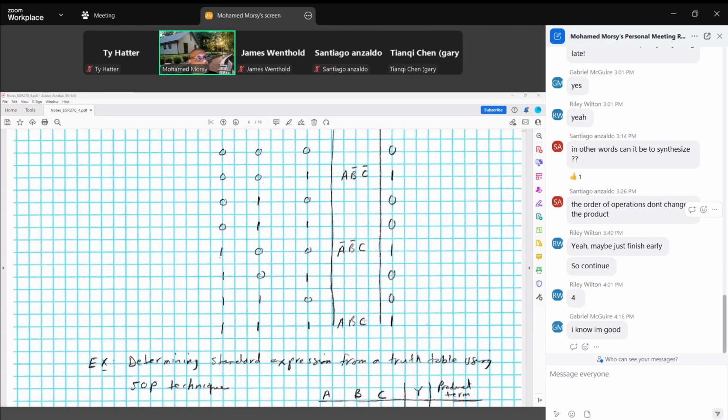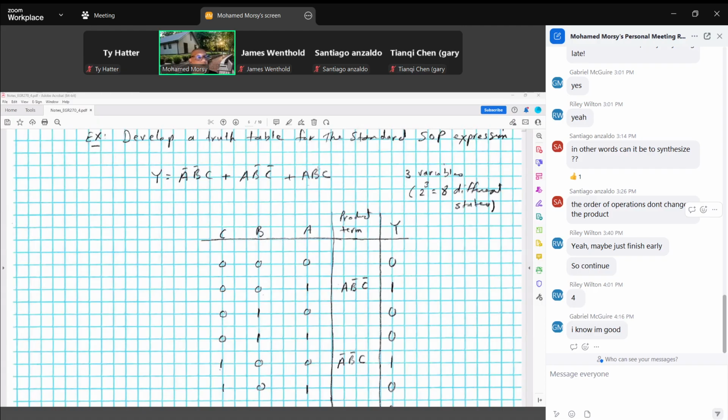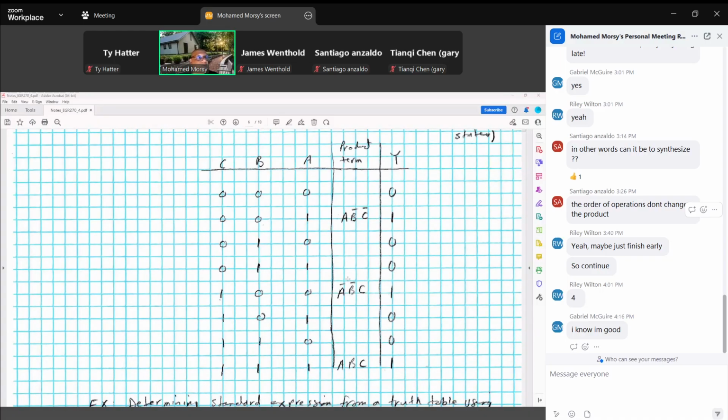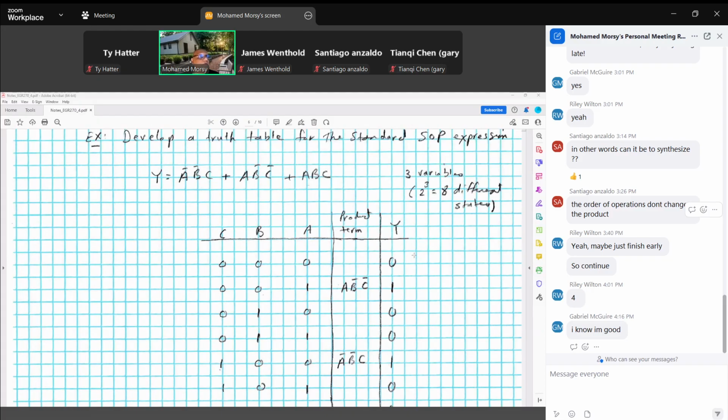The product term here is taken from the expression here. So we need to determine where these product terms lie in this truth table, because only at these product terms is the output 1. Other than this, the output is 0. So we put a column here for product term, and now we search for where this product term, A inverted, B inverted, C, is.